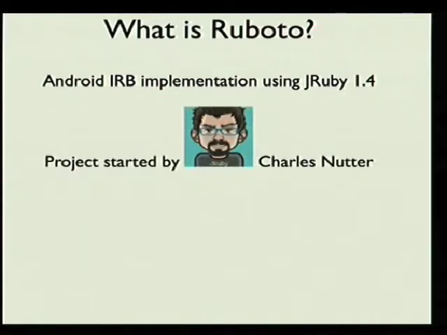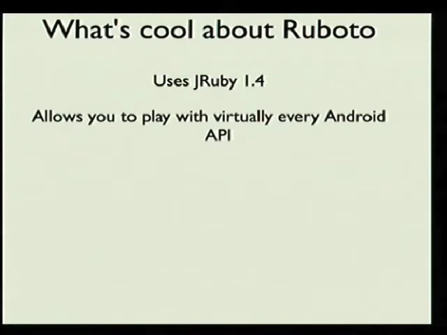The project was started by Charles Nutter. I think he goes by Charlie, but I don't know him well enough to call him that. So, what's cool about Ruboto? It uses JRuby 1.4 and allows you to play with virtually every Android API. So actually, there's no facade there. There's nothing to simplify it. You get elbow deep in the Android, if you will, and start mucking around with it.